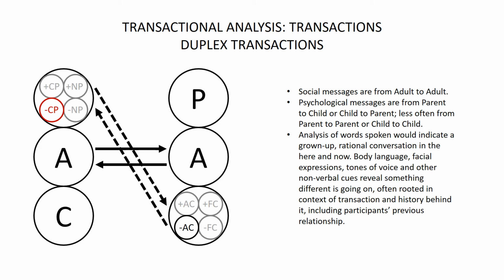Duplex transactions are ulterior transactions in which the social messages are from adult to adult, but the hidden psychological messages are from parent to child, from child to parent, or less often from parent to parent or from child to child. An analysis of the words spoken would indicate a grown-up, rational conversation in the here and now, but the participant's body language, facial expressions, tones of voice, and other nonverbal cues indicate something entirely different is going on. Whatever that is, it is often rooted in the context of the transaction and the history behind it, including the previous relationship between the participants.